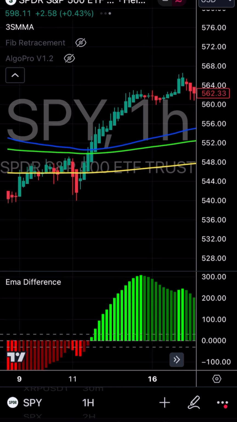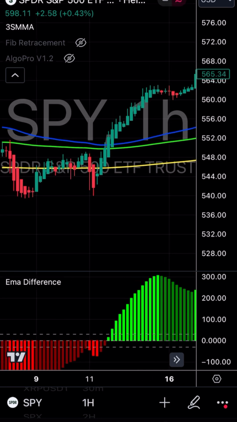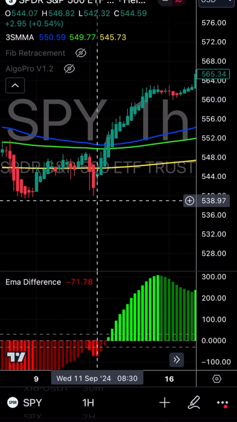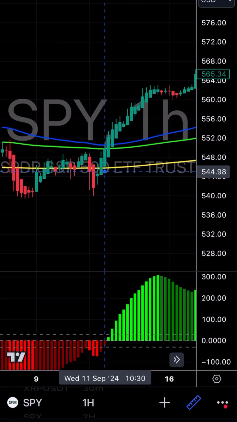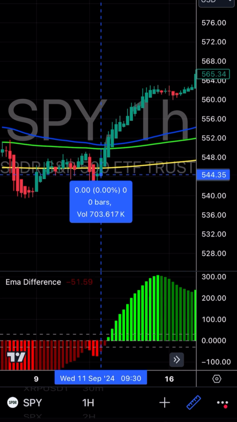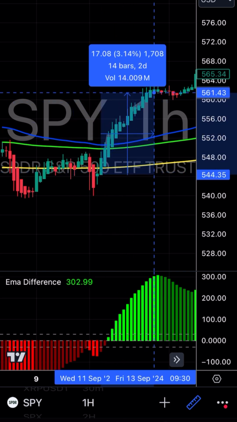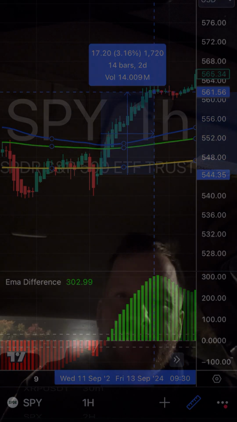So you just find these moments, and it's best to find it when it dips below the zero line if you're looking for a bullish scenario. So if you enter right about here and rode it out, this is 2 days' worth and about $1,720 with one contract. And if you did 10 contracts, that'd be about $17,000.